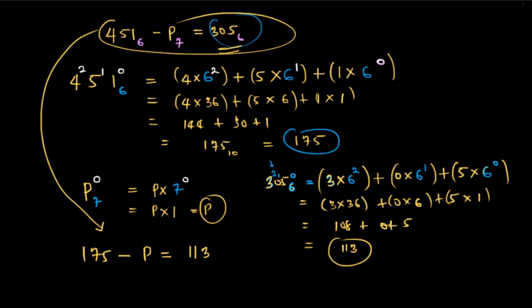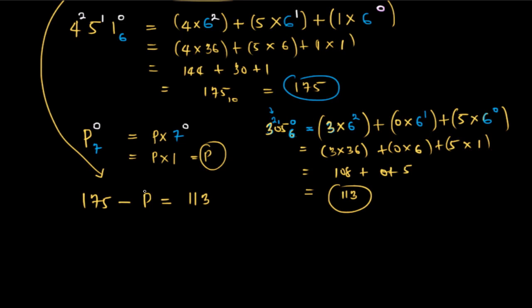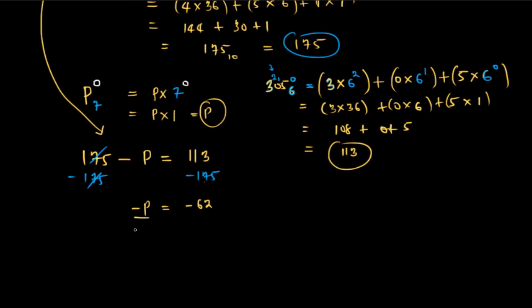So this is 113. To find p, we subtract 175 from both sides. From both sides, you have negative 175, and when you do that, this goes off. You'll be left with negative p equals 113 minus 175, which gives negative 62. So to find p, we divide both sides by negative 1. This goes off and then this goes off. So we have p equal to 62.